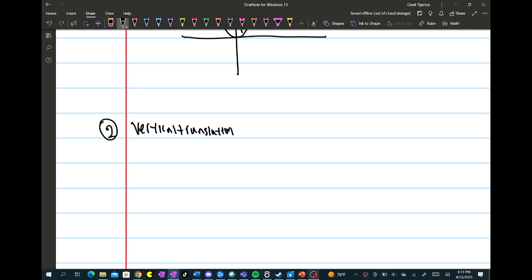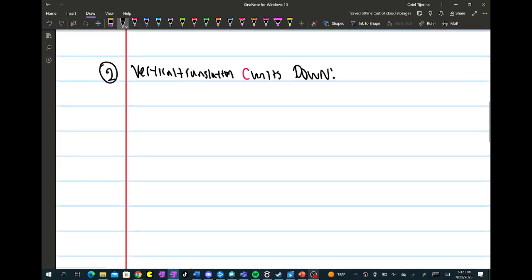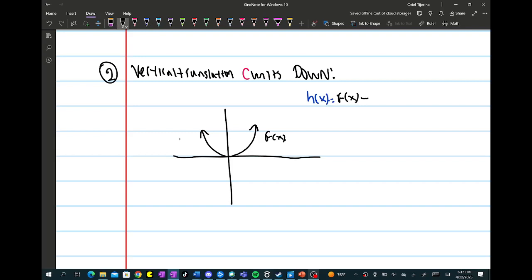A vertical translation c units down. What I mean by that is, let's say again that my function is right here. This is my function f of x. Well, my other function, h of x, I'm going to just draw it in blue, is going to be f of x minus c. So I'm going down c units.